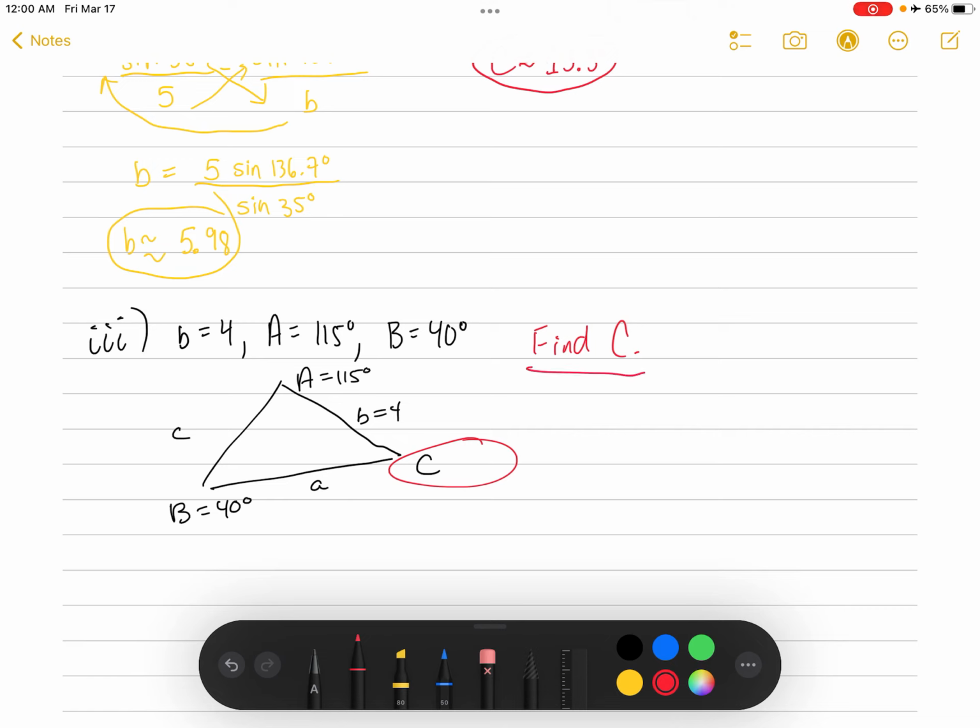So these have to add up to 180 degrees. So I'm going to have 115 plus 40 plus big C equals 180 degrees. So 115 plus 40 is 155 degrees plus C, that's going to be equal to 180 degrees. So subtracting 155 from both sides, I get 180 minus 155, and I get C is 25 degrees.